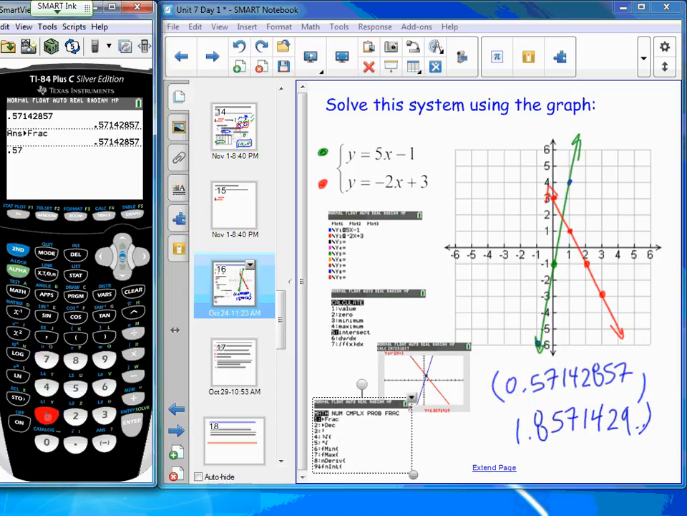Make sure. 57. If this pattern continued, what would it be? 57142857. What would come next? 1, 4, 2, 8, 5, 7. What will come next? 1, 4. Let's try.